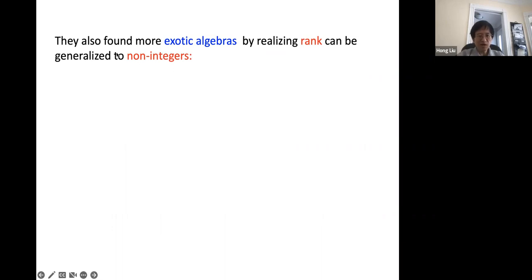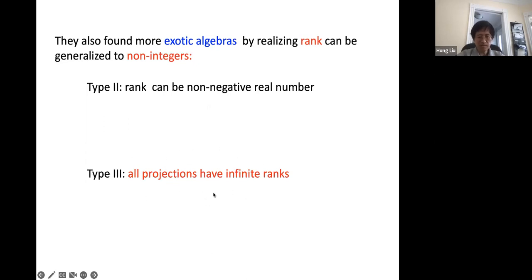Using this kind of rank, they can find more exotic algebras involving those projectors of infinite rank. They further classify it into type two, where the rank can be a non-negative real number, or type three, where all projections have infinite rank. So in type two, your rank is still finite, but can be a non-negative real number. Then you can classify them further. They're called type II subscript 1, where you normalize it so that all your ranks are real numbers between 0 and 1, and type II infinity, where the rank is an arbitrary real number from 0 to infinity. And then in type three, all projections have infinite rank.